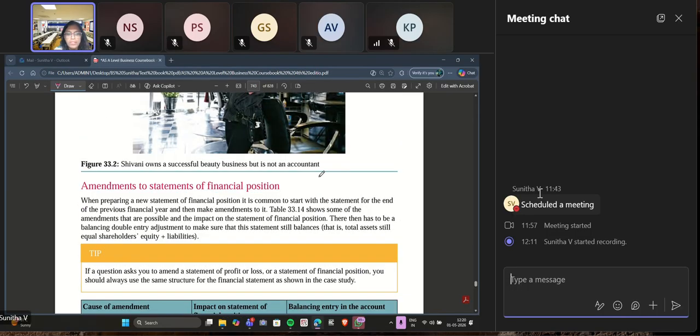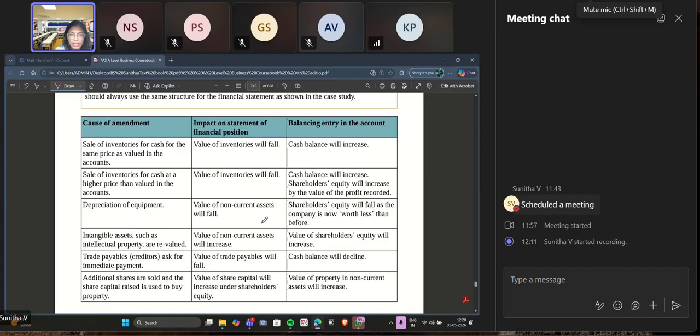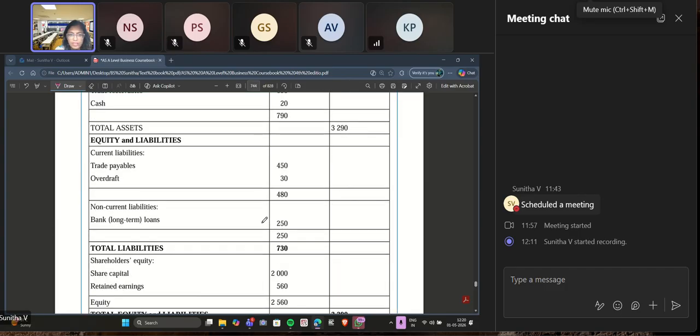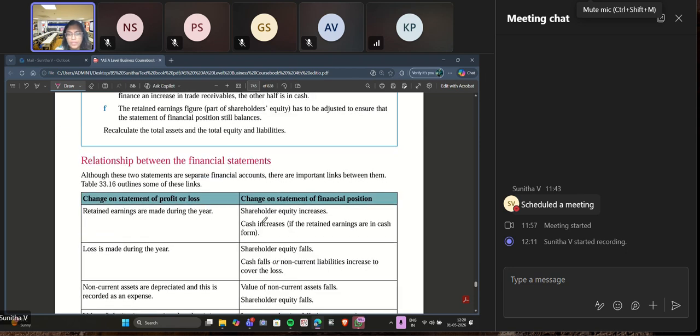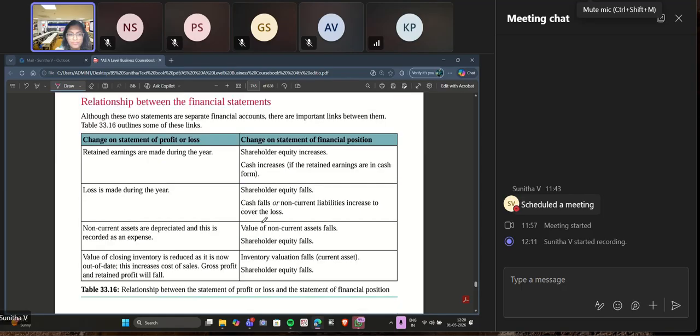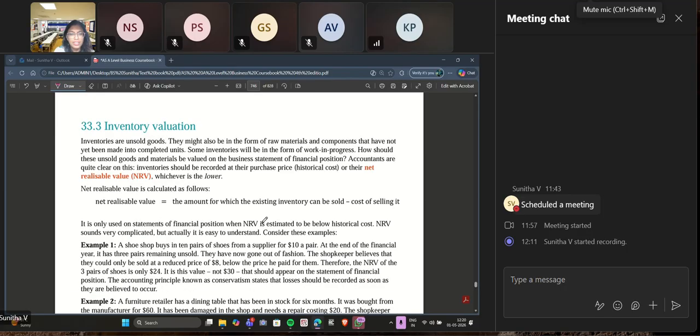Okay, now amendments to statement of finance again not going to come, so do not revise. This is not required. Reserves is the amount of funds which is retained by the business. Okay, now listen.